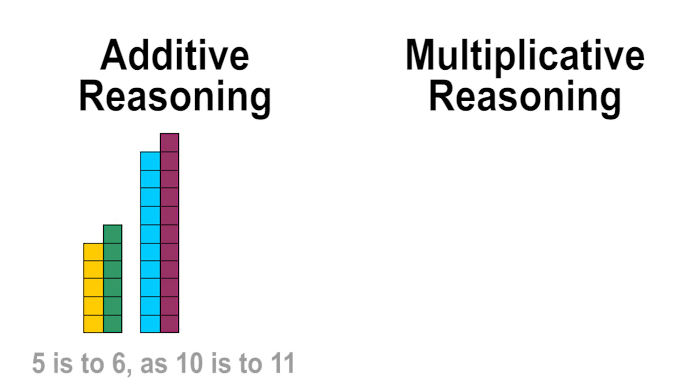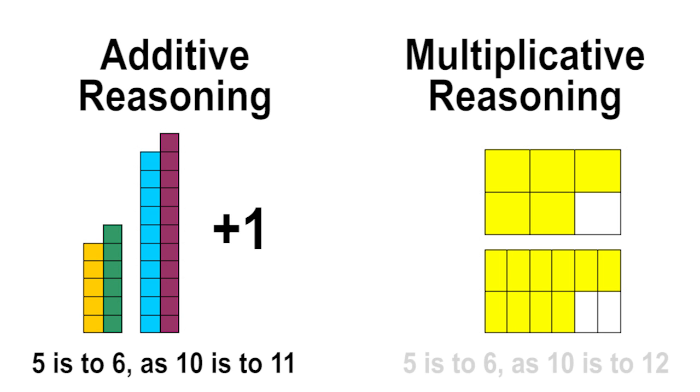Now let's discuss the difference between additive reasoning and multiplicative reasoning. First, we will show additive reasoning. I can state 5 is to 6 as 10 is to 11 because I'm adding 1 to the first number to get the second number. Multiplicative reasoning can be shown as 5 is to 6 as 10 is to 12. We are multiplying 5 and 6 by the same factor of 2.